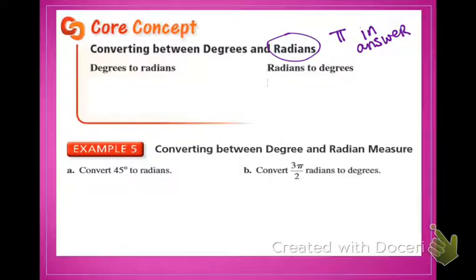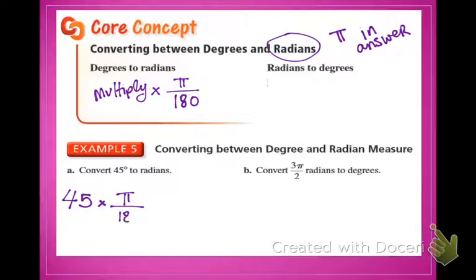So there's a way to convert back and forth from degrees to radians. Okay, so to go from degrees to radians, you're going to multiply. So this is a formula. You're going to multiply times pi over 180. So you're going to take whatever number, like in letter A, we're going from 45 degrees into radians. All right, so our example, convert 45 degrees to radians. So you're going to take 45 and you're going to multiply it by pi over 180.